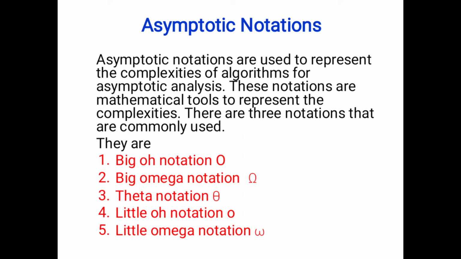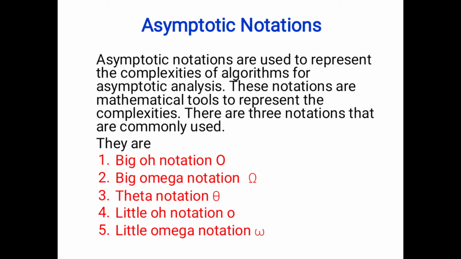We are already studying the complexities of algorithms. They are the best case, worst case, and average case. Best case means the minimum time taken to complete execution of an algorithm, because it takes very little time. The second one is worst case, the maximum time taken to complete execution of an algorithm. Average case means the average time taken to complete the execution of an algorithm. So these are the three complexities of an algorithm.